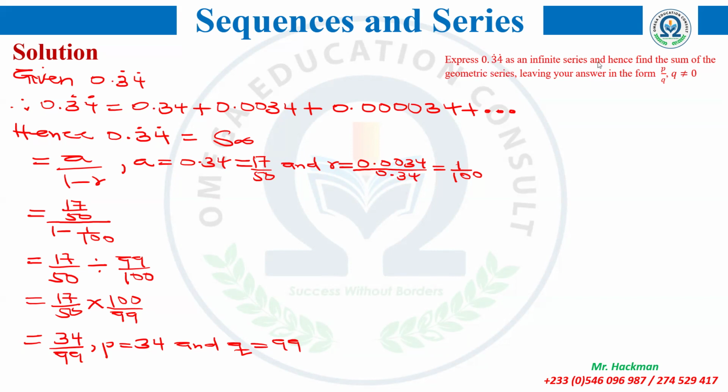After taking care of the first part, there is a second part. So, hence, meaning make use of the results in your first part, find the sum of the geometric series, leaving your answer in a particular form: P over Q, where Q is not equal to 0.